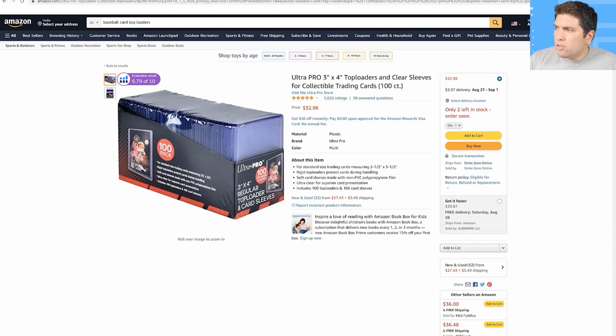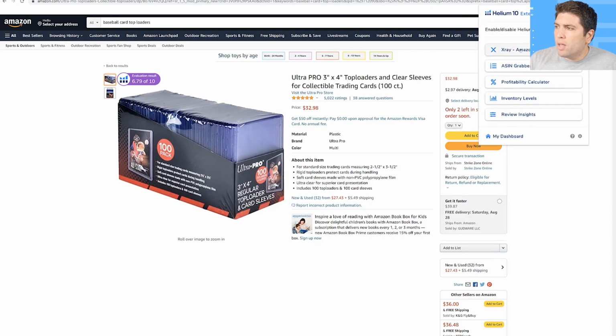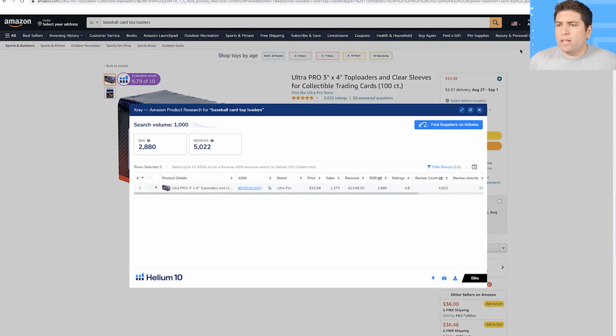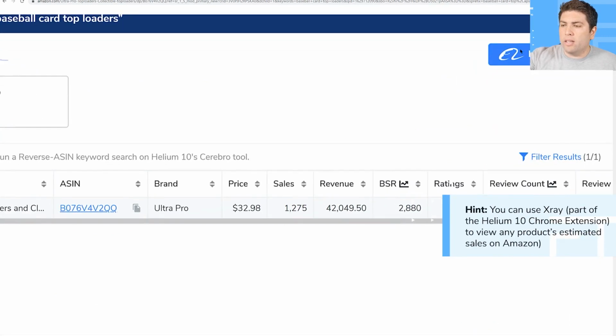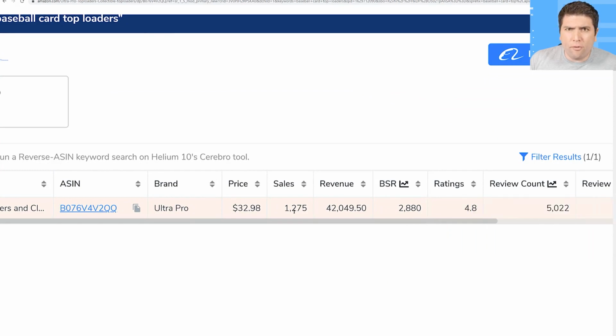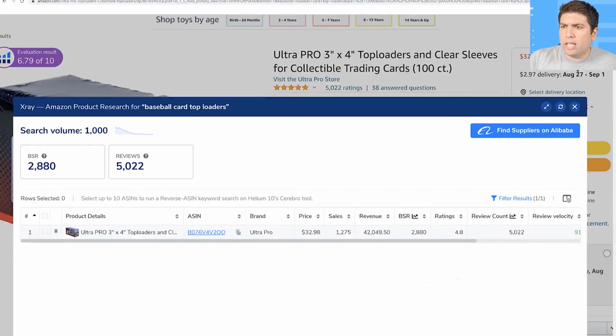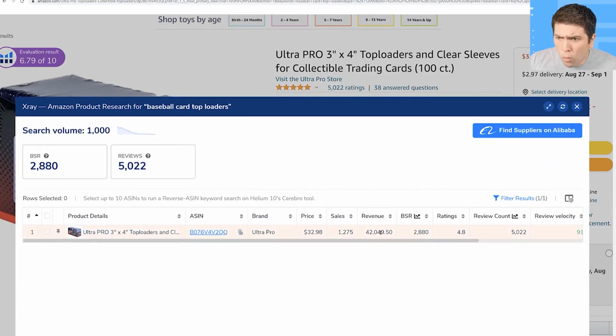As a matter of fact, let's see what his estimated sales are. I'm going to run X-ray right on this page. Let me see. Oh my goodness. Look at that. He's selling a lot a day. 1,200 units a month. So what's that, 40 a day or 50 a day? Selling $40,000 a month of this. So I definitely want to know what keywords are driving the majority of his sales.